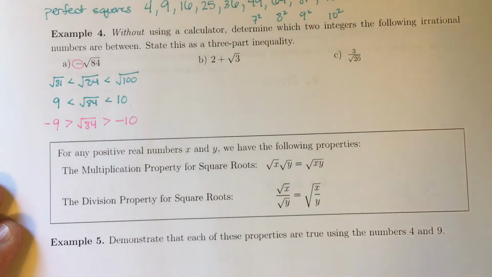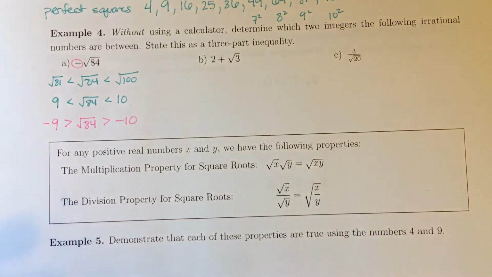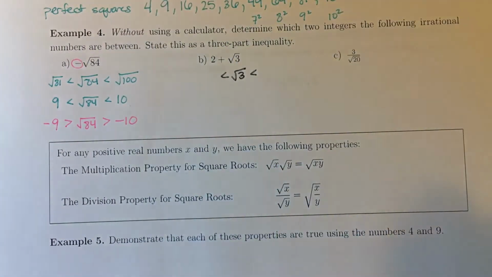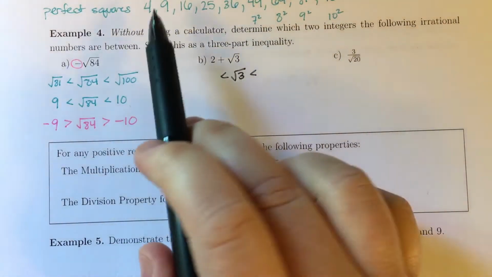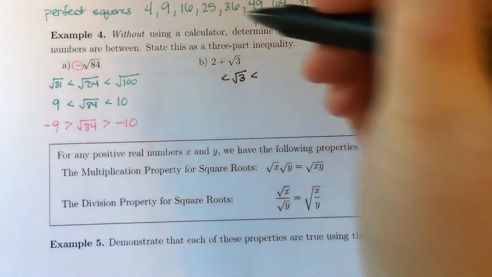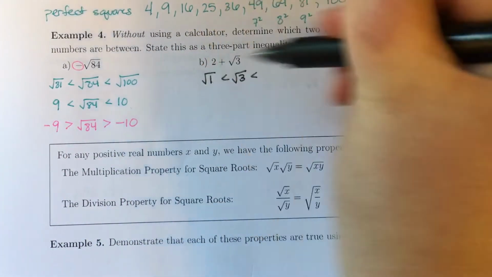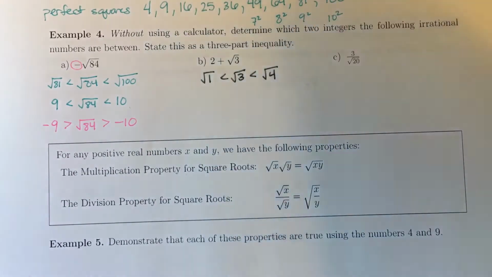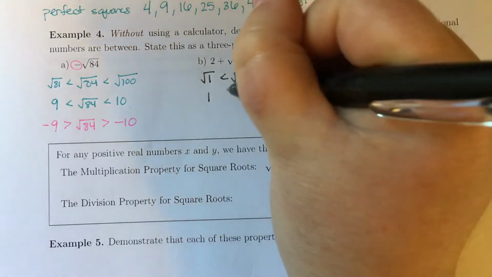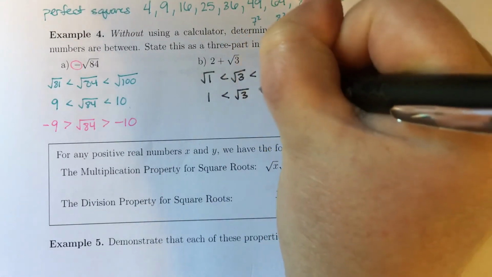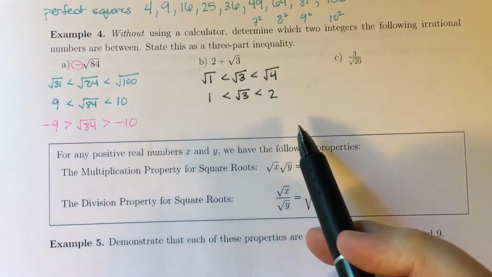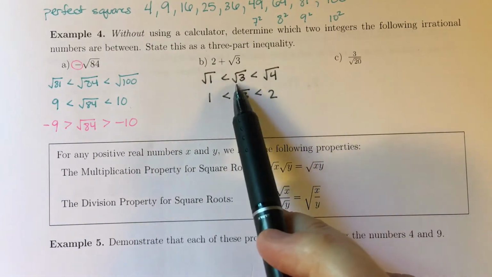All right, let's try the next one. It says 2 plus the square root of 3. I'm going to start with just the square root of 3 and trap it between two perfect squares. Now, 3 is actually below this list. I didn't start my perfect squares as low as I should have. 1 is the first perfect square because the square root of 1 is just 1. We're just saying that the square root of 3 is somewhere between 1 and 2, probably a little closer to 2 since 3 is closer to 4.